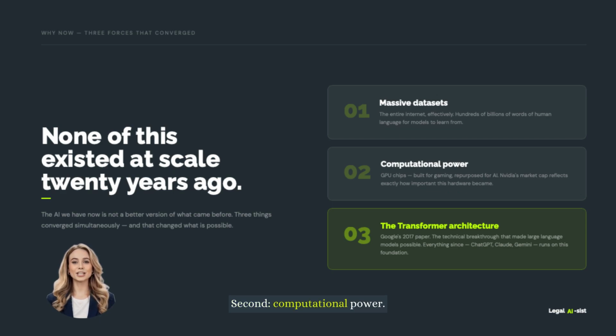Second, computational power. GPU chips, originally built for gaming, turned out to be ideal for AI training. NVIDIA built the hardware that made large-scale AI training economically viable. This is why Jensen Huang's company became one of the most valuable in the world almost overnight.